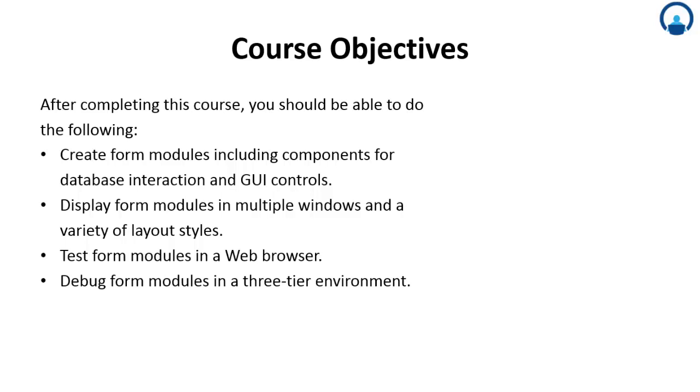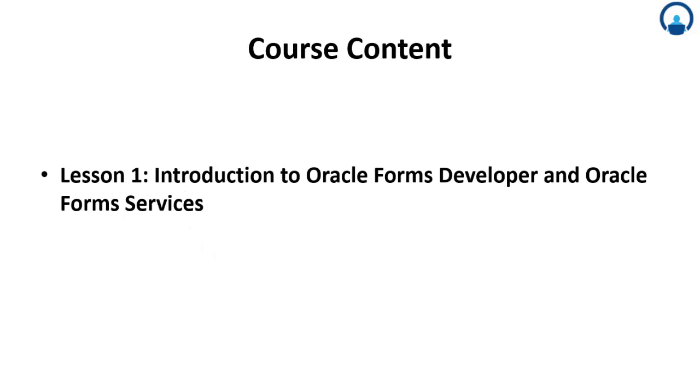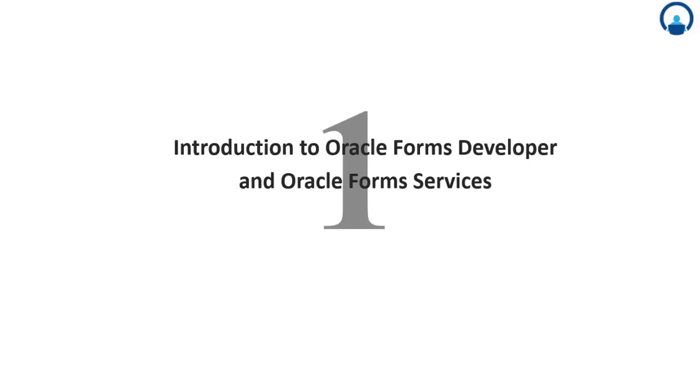Three-tier environment means the client, server and the database, in which the client is the end user, that is the first tier. The middle tier will be the server which interacts with the database, and the database will be the last tier. So, introduction to Oracle Forms Developer and Oracle Forms Services. Let's begin with Chapter 1.